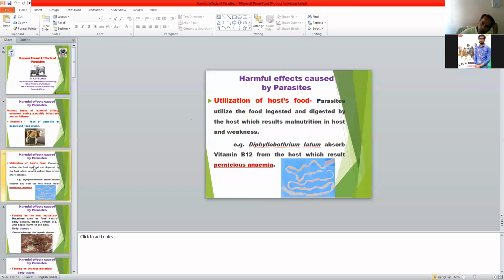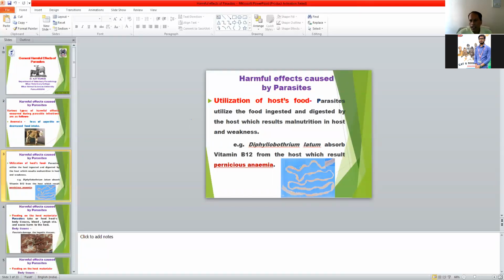Then the second harmful effect of the parasite inside the host is utilization of the host's food. As you know by the name, a parasite is an organism which depends metabolically on different groups of animals. So they take food or nutrition from their host. The parasite utilizes food ingested and digested by the host, which results in malnutrition, deficiency of nutrition in the host, and that results in weakness, emaciation, and loss of body weight in the parasite-infected host.